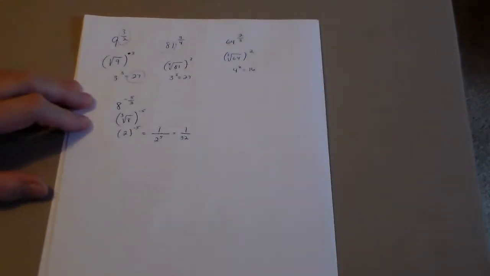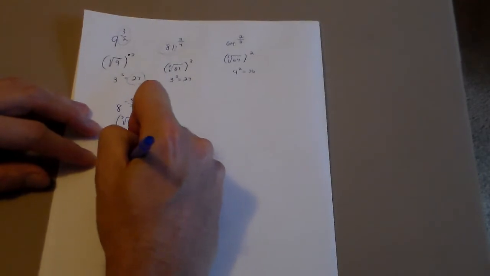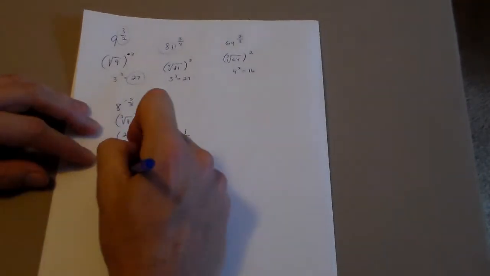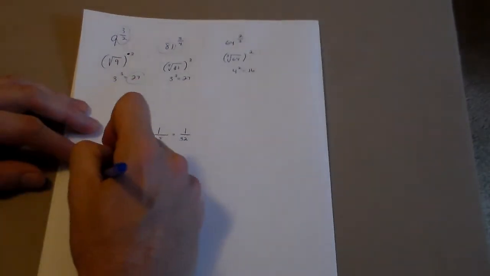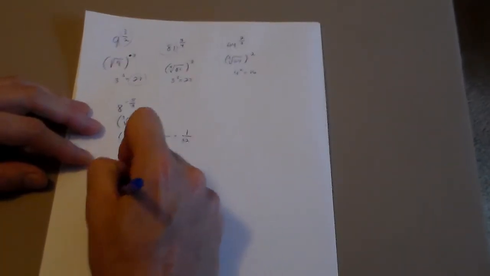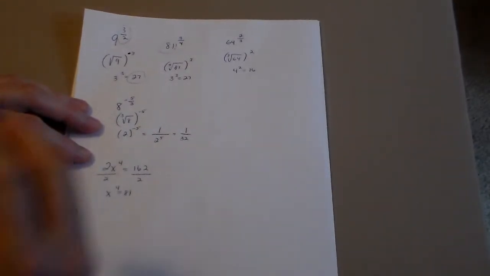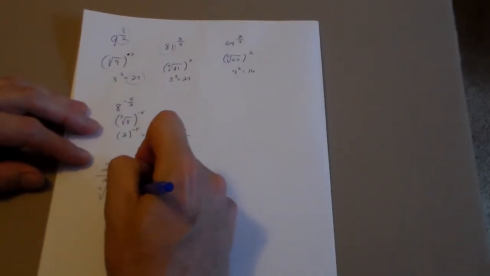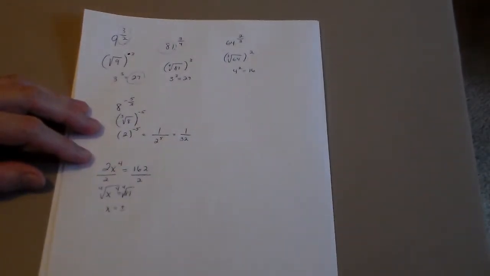Okay? So now we have some equations. 2x to the 4th equals 162. Well, we solved this the same way we did earlier in the book in like section 5.2 and so on. Divide both sides by 2. X to the 4th equals 81. And now I take the 4th root of both sides. It's an even root, so it's got to be plus or minus. And the 4th root of 81 is 3.